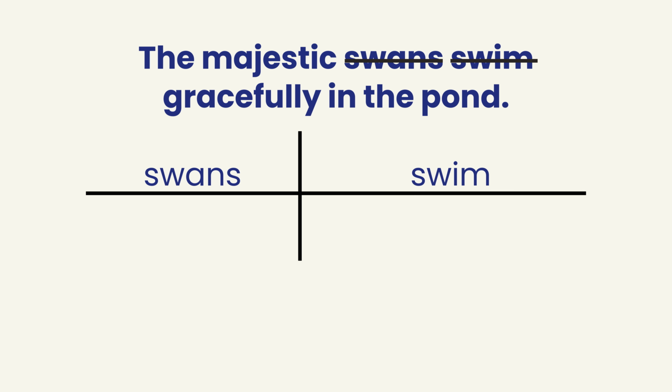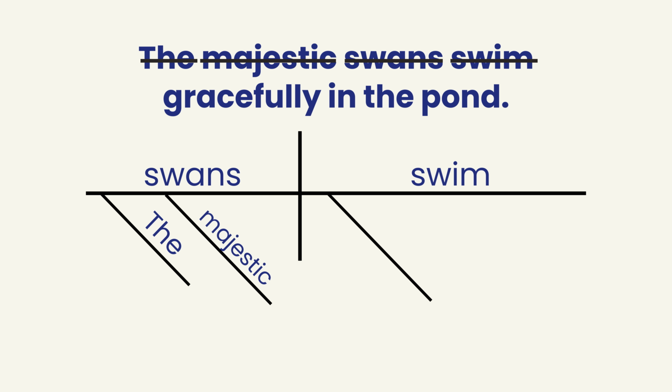As for our modifiers, we place the article the on a slanted line below our subject. And then another modifier, which is the adjective majestic, on a slanted line after the first modifier. Notice that we arrange them according to how they appear in the sentence. As for the modifier of our verb, we have the adverb gracefully, and we place that below our verb swim.